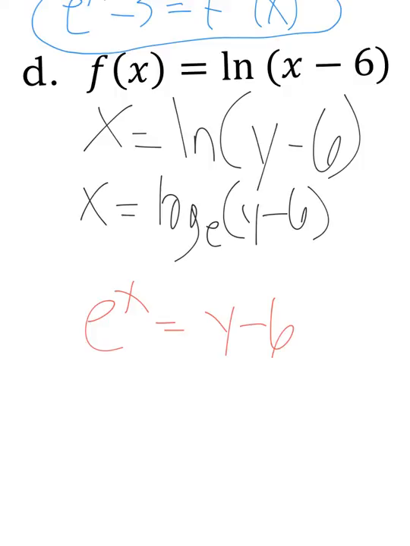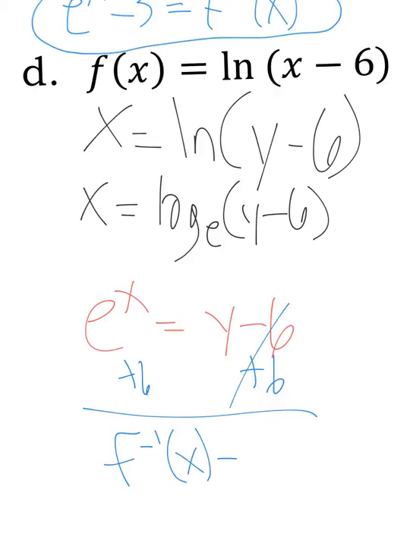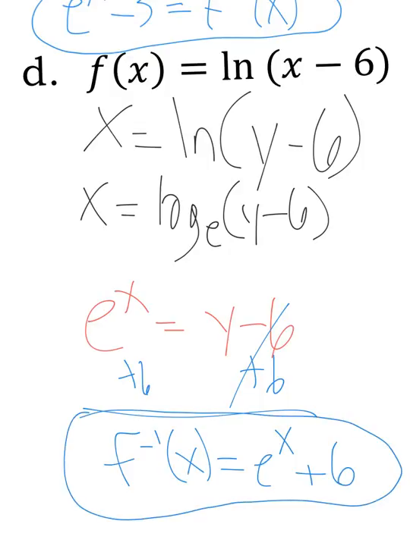So anyway, all I have to do is plus 6 to the other side. And so the answer is f to the power of negative 1 of x equals e to the power of x plus 6. That's the final answer. That's going to wrap it up for the notes.